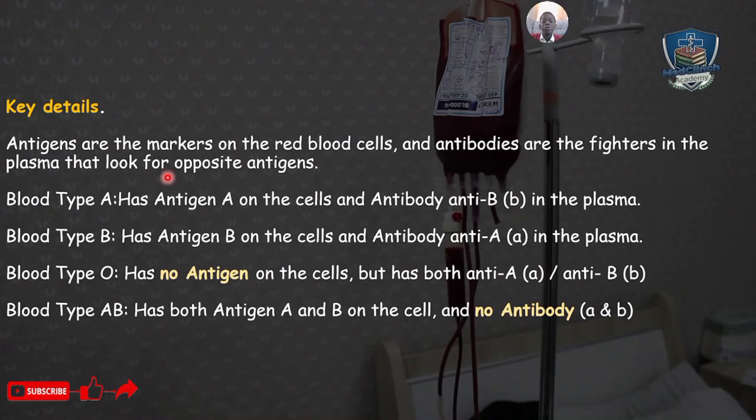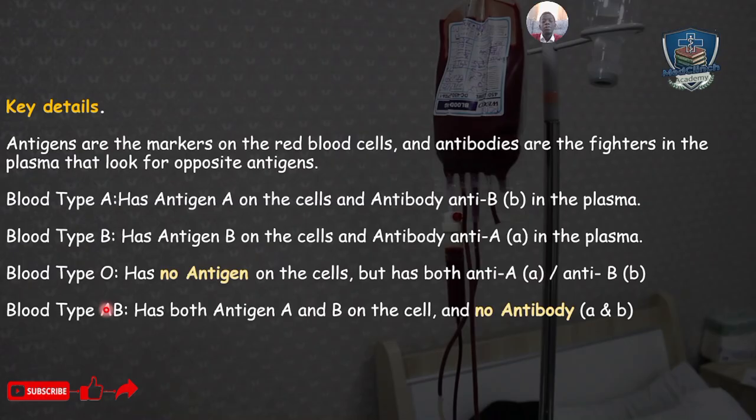Now, we can divide blood types into four broad categories. Again, we have 8 categories when it comes to blood type, but you have to know the basic 4: blood type A, blood type B, blood type O, and blood type AB. You have to know the difference.